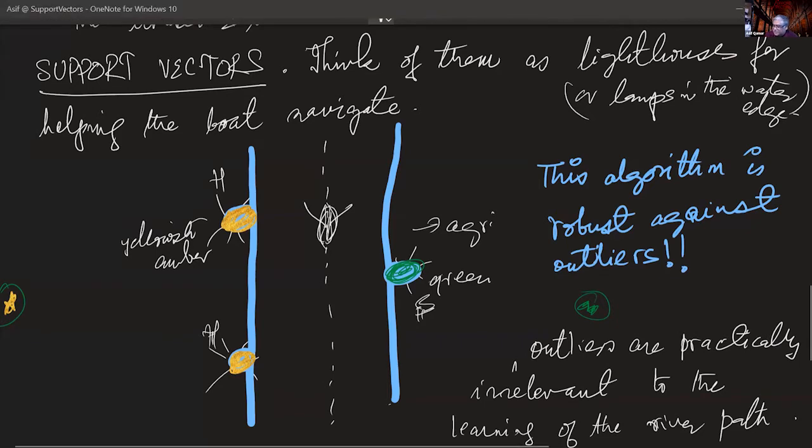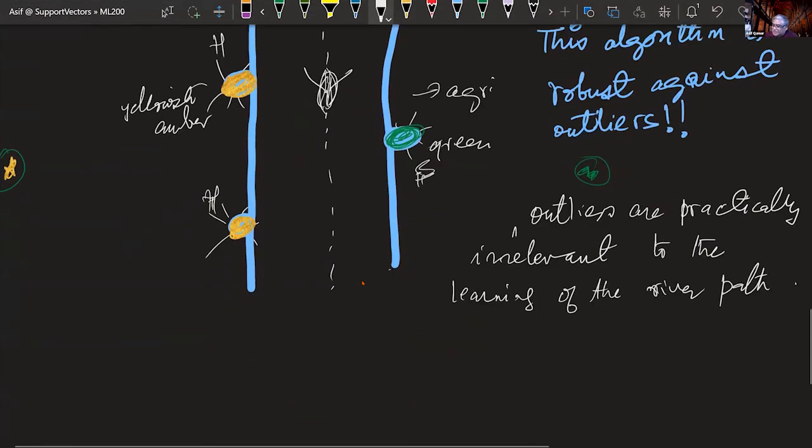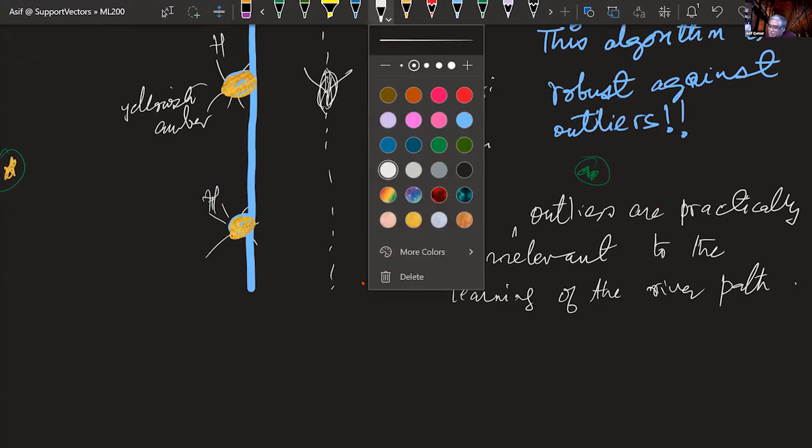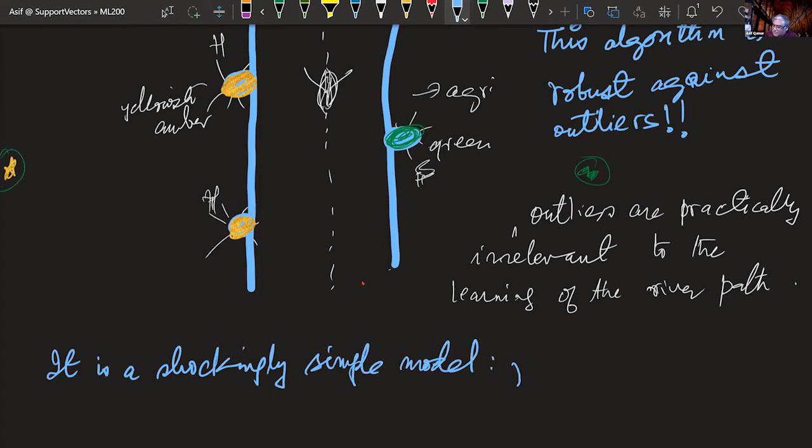The other startling observation that you have is the model after that becomes so simple. Do you realize it is a shockingly simple model? Just a list of support vectors. So let's explain this word, support vectors.